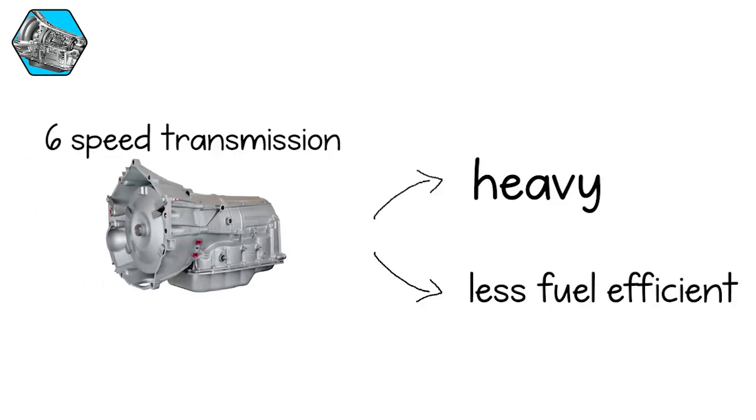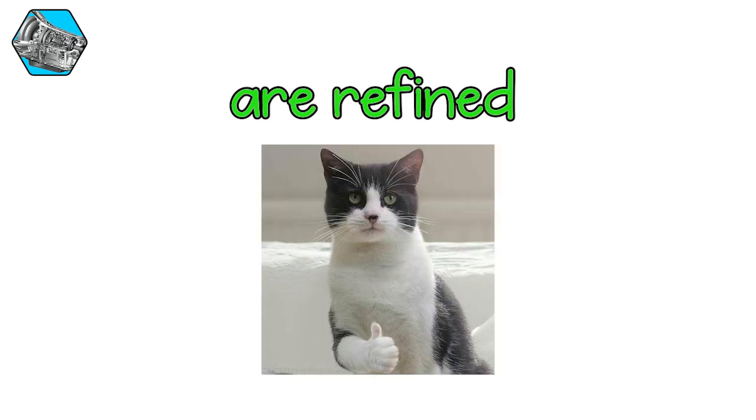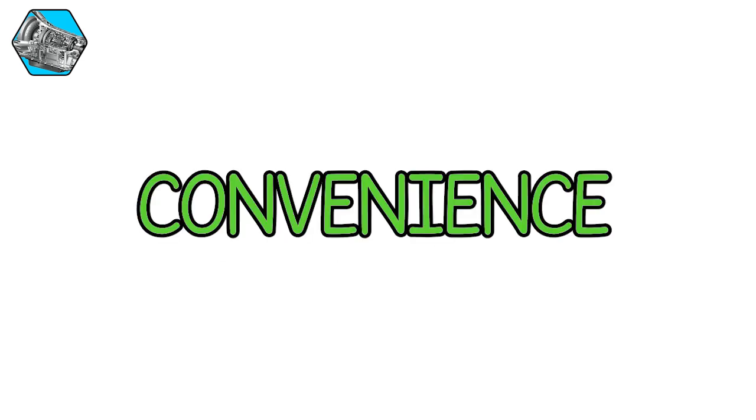The downside? Older versions were heavy and less fuel efficient, but modern designs with 8, 9 or even 10 gears are refined. Brands like ZF and Aisin have perfected them, offering quick shifts and solid efficiency. That's why torque converter automatics are everywhere, from budget sedans to high-end BMWs and Mercedes. They've lasted for one reason: smoothness and convenience.